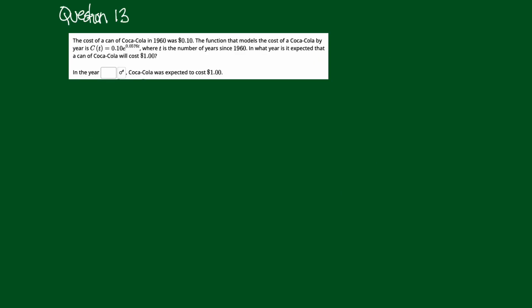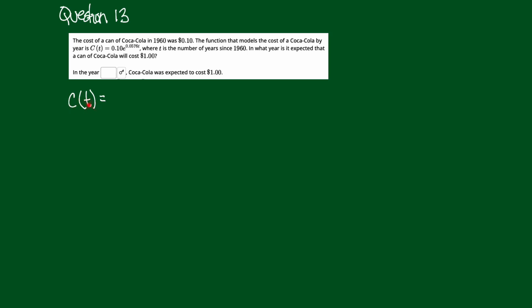Question 13 tells us that a can of Coca-Cola back in 1960 was 10 cents. Now this function here models the cost, where t is the number of years since 1960. So I'm going to write this function. The cost depends on time. That's how to read that. It's not just a bunch of symbols; there's actually meaning attached to it, translated.